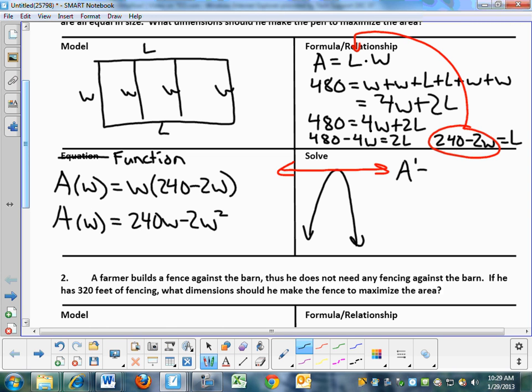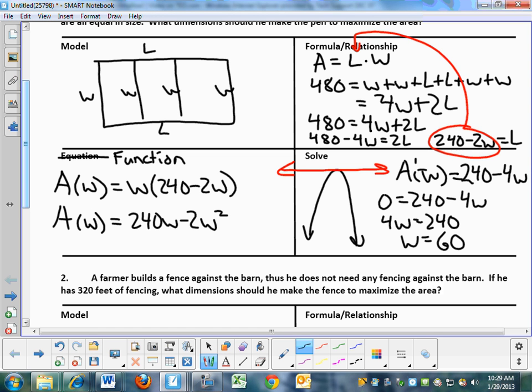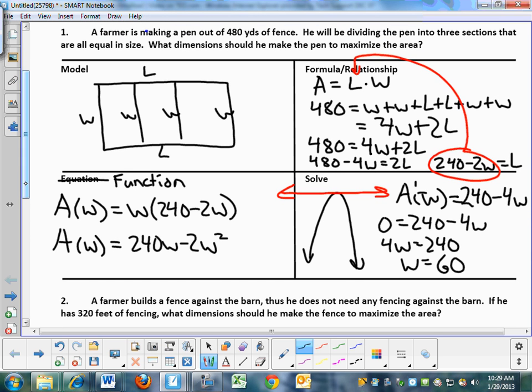A prime of w is equal to what? 240 minus 4w. So I get 0 equals 240 minus 4w. 4w equals 240. W is equal to 60. What was the original question? So if W is 60, what should the length be?